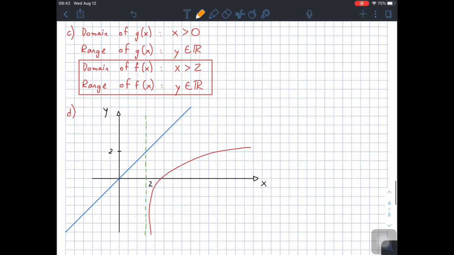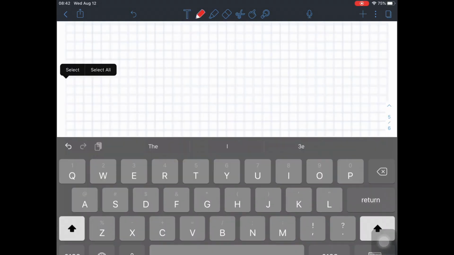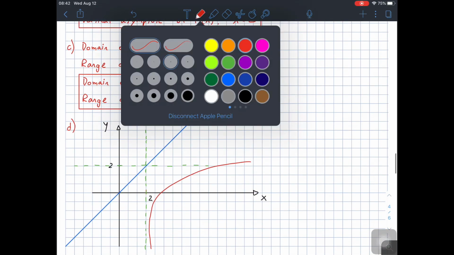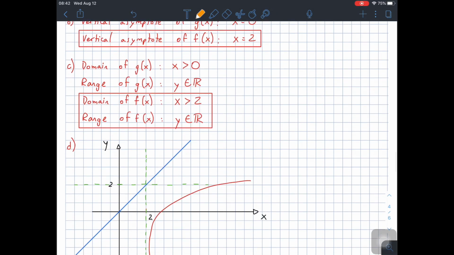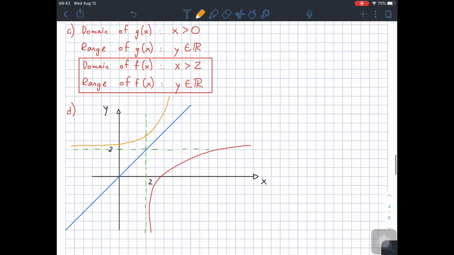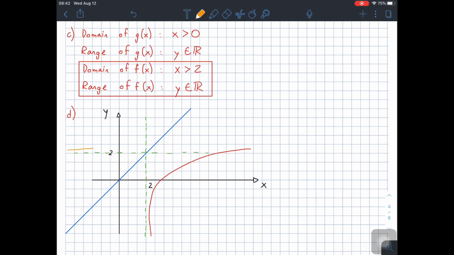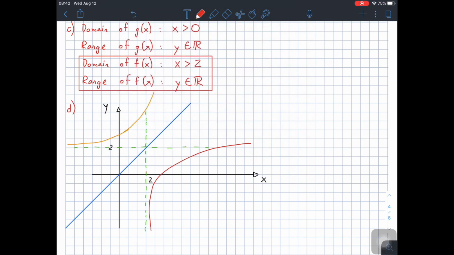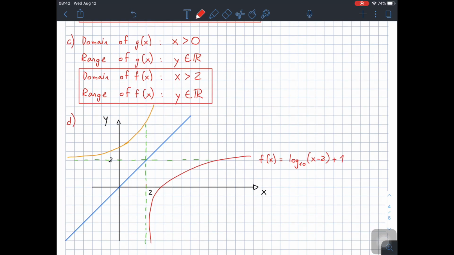We would have a horizontal asymptote in this case at y equals 2 for the exponential function. So it would look something like this. There you go. Okay, so that's not actually a perfect reflection. I'm going to do this a little bit better. Something like this. Okay, so there you have it. This is f of x, which is log base 10 of x minus 2 plus 1. And this would be the inverse function.